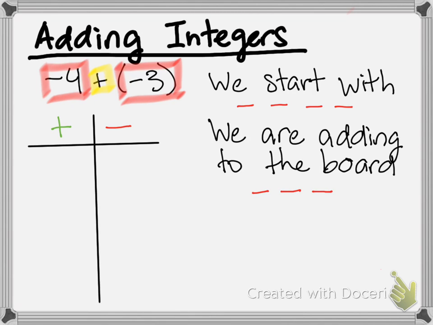So all I have to do is follow my steps. I'm going to start out with 4 negatives. So I'm going to put that on the board. 1, 2, 3, 4. And then it tells us that we are going to add to the board 3 more negatives. So I'm going to do that. 1, 2, 3. And whatever I end up with on the board is my answer. So like I said before, this leads to an answer of -7.